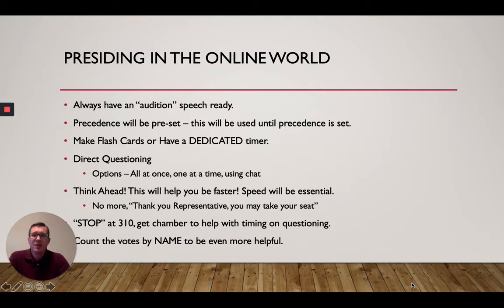This is important because as a PO, the judges are not going to hear you speak. They are going to see your organization skills. They are going to see your management skills. They are going to see if you can keep precedence and keep the session going. But they're not really going to be listening to a speech that you give.